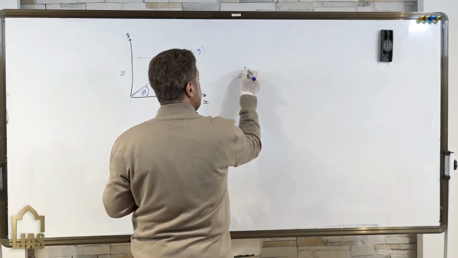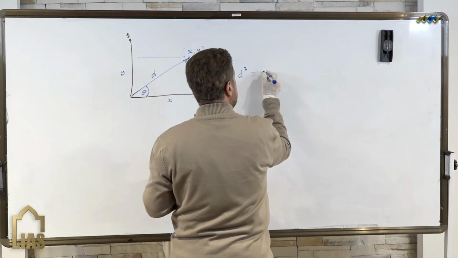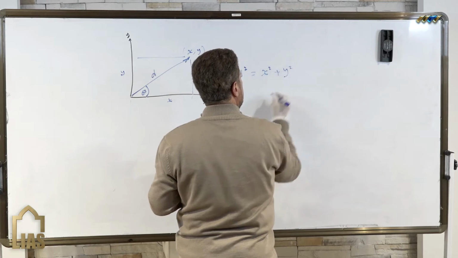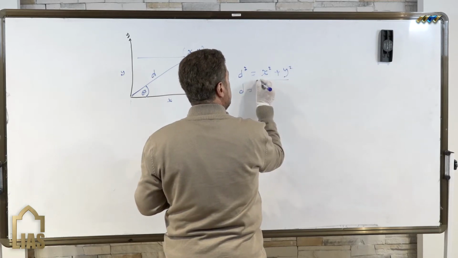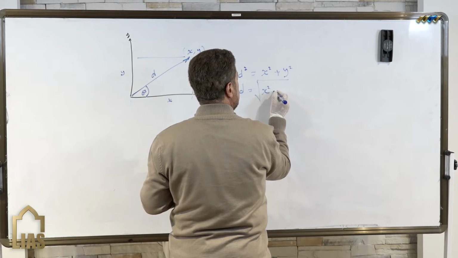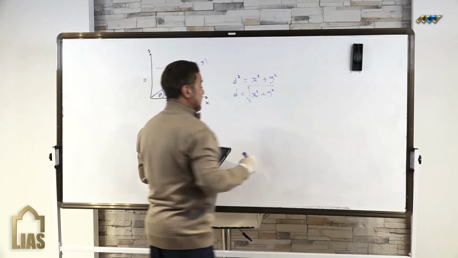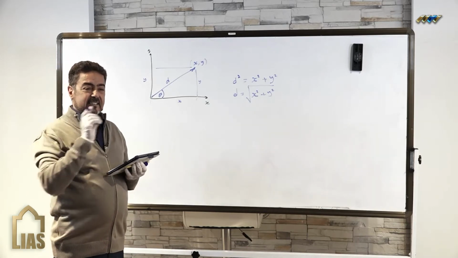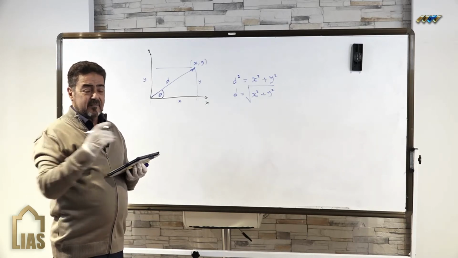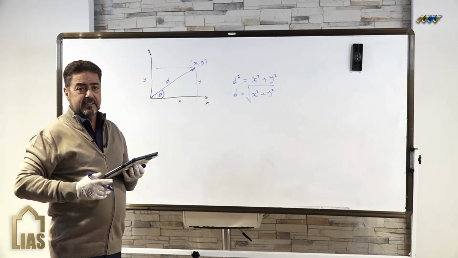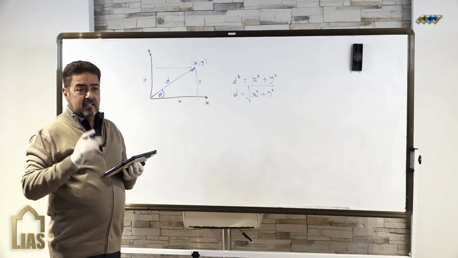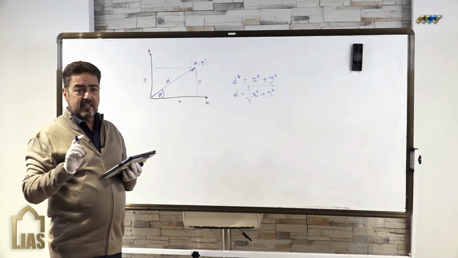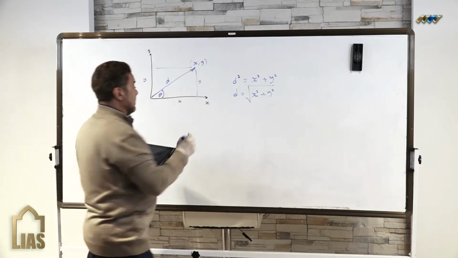D square, in this case, is equal to x square plus y square, or D is equal to the square root of x square plus y square. This is the length or the distance traveled. And we know, as we said, the vector is a value and direction. What's the direction? It is the angle here.